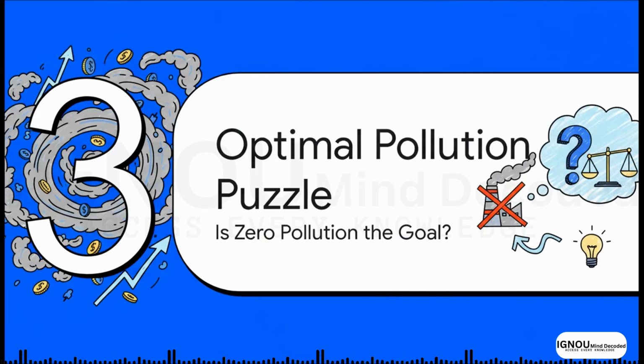So, if we know pollution is a problem because of market failure, it seems like the obvious answer is just get rid of all of it, right? Well, let's take a look at how economists think about this. The answer might actually surprise you.